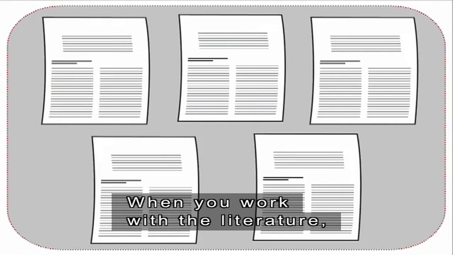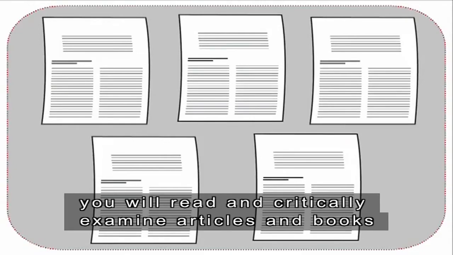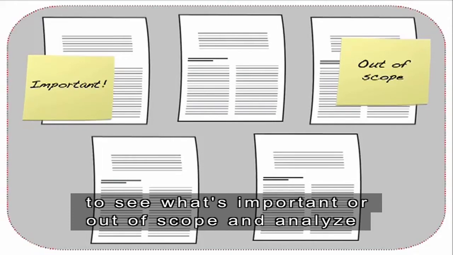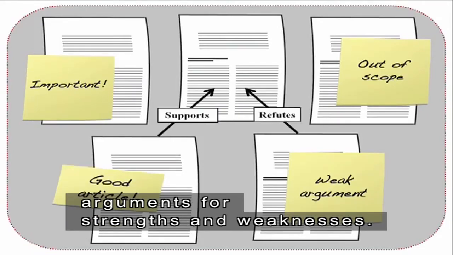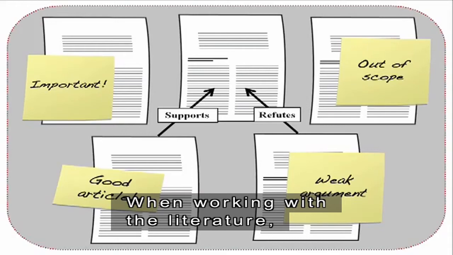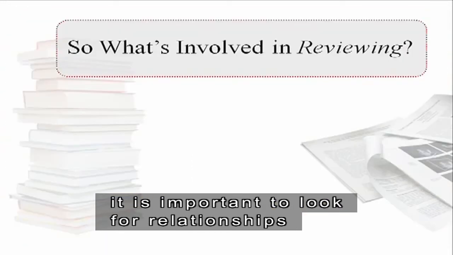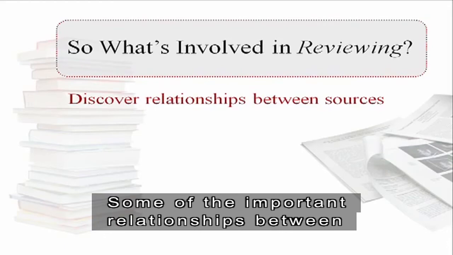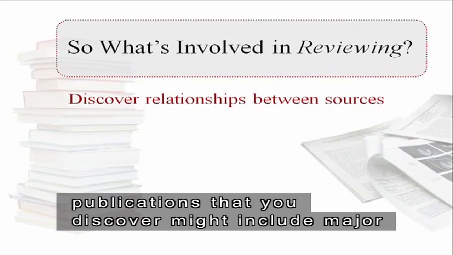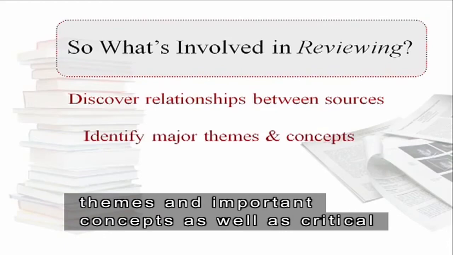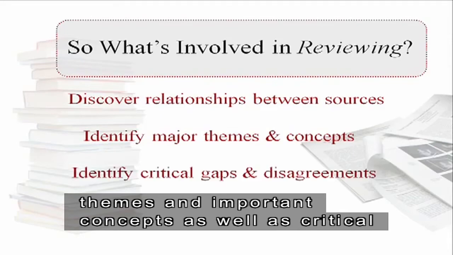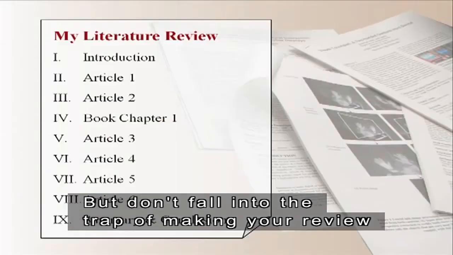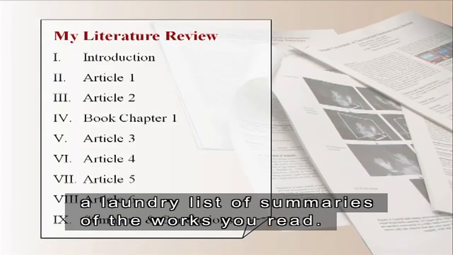When you work with the literature, you will read and critically examine articles and books to see what's important or out of scope, and analyze arguments for strengths and weaknesses. When working with the literature, it is important to look for relationships between publications. Some of the important relationships between publications that you discover might include major themes and important concepts, as well as critical gaps and disagreements.